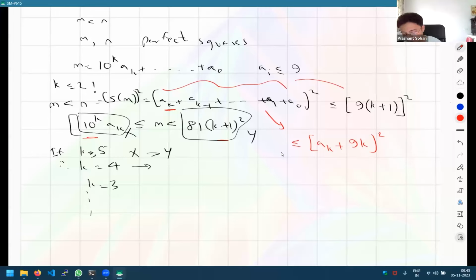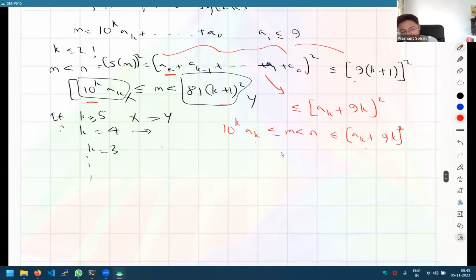So do you see that this will be an even stricter bound compared to this one? Okay. So what I'm suggesting is that we'll get a much stricter inequality: 10 raised to k times ak is less than or equal to m, which is less than or equal to n, which has to be less than or equal to ak plus 9k square. Because now ak is occurring on both sides, so I can make sub cases: what if ak is 1, ak is 2, etc.